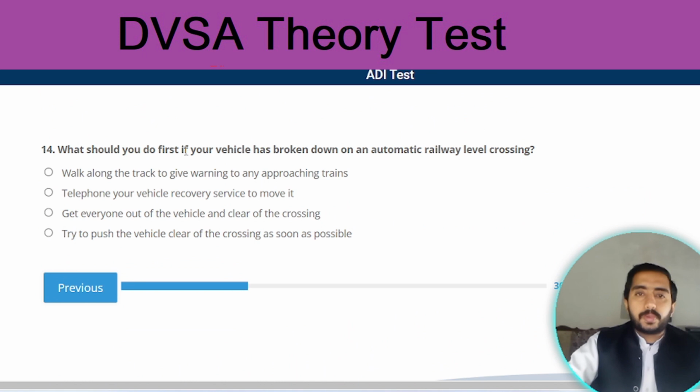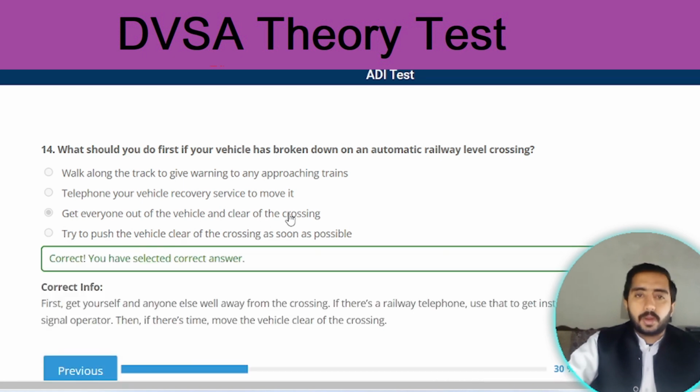Next question. Question number 14. What should you do first if your vehicle is broken down on an automatic railway level crossing? The correct option is get everyone out of the vehicle and clear of the crossing. Option C is the correct one.